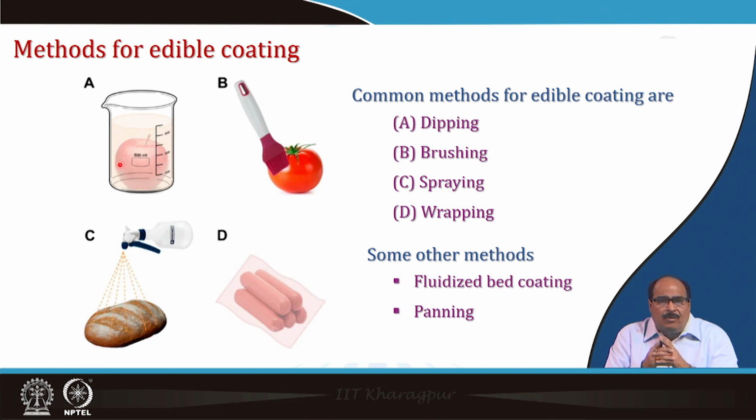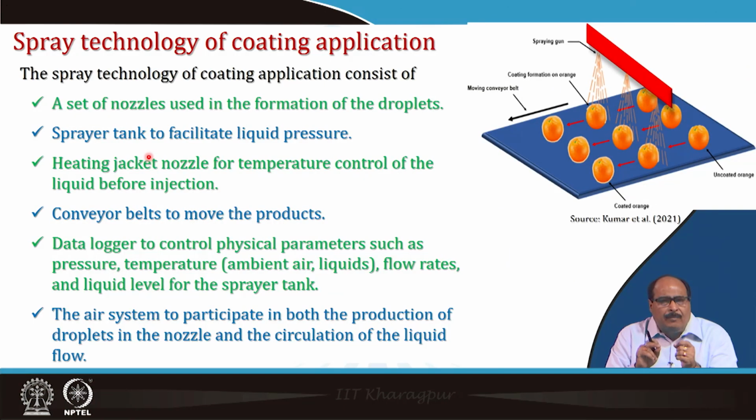Now, I will discuss methods for edible coating. The common methods used for coating are either dipping, that is, the material is dipped in the emulsion, or brushing, spraying or wrapping. Some other methods like fluidized bed coating as well as pan coating or panning are also used. So, I will discuss briefly some important technologies. First, the spray technology for coating application.